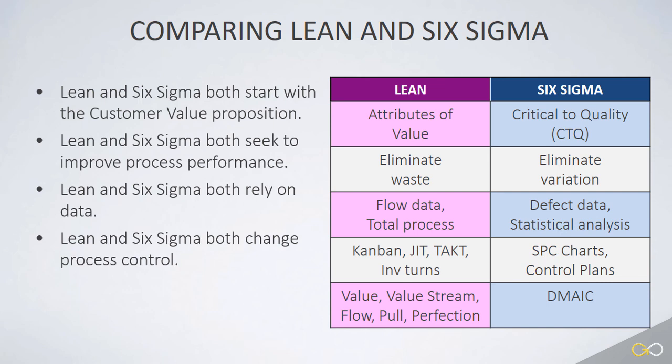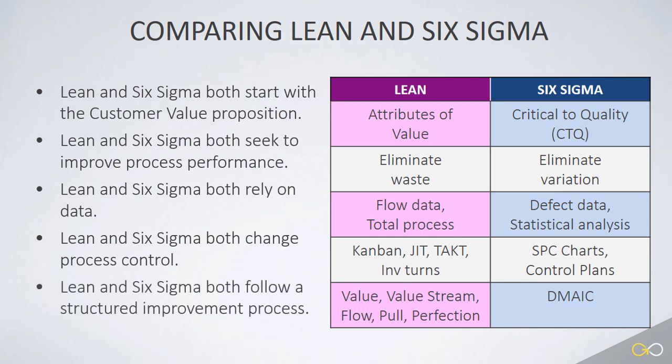They include the implementation of new controls to make sure that the improvement becomes a permanent part of the process. Lean is normally doing this with visual controls like Kanban, GIT, TACT, or other turnover measures. Six Sigma does this by establishing statistical process control charts for important process parameters.